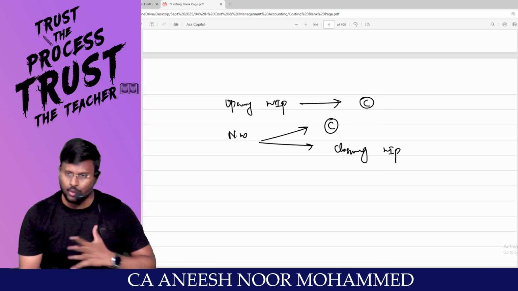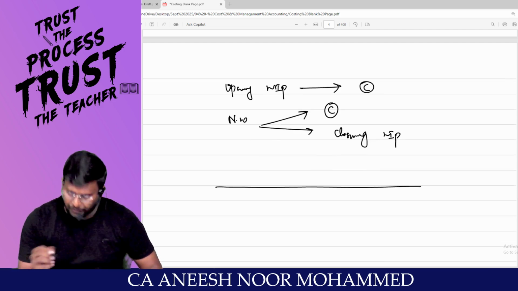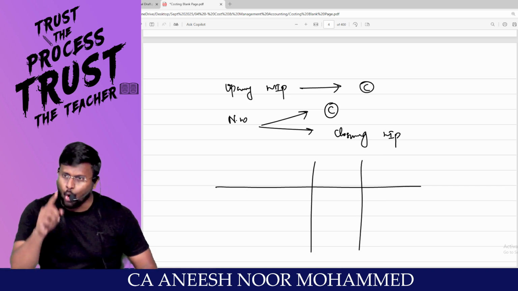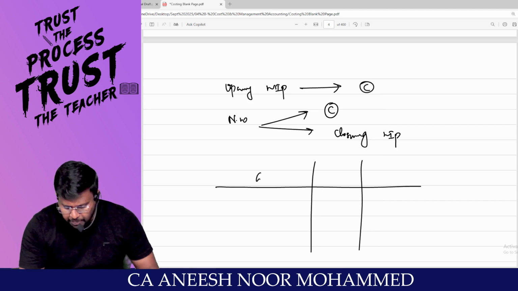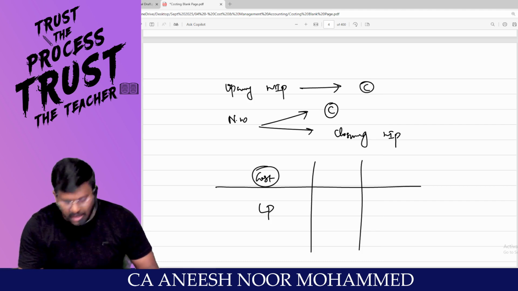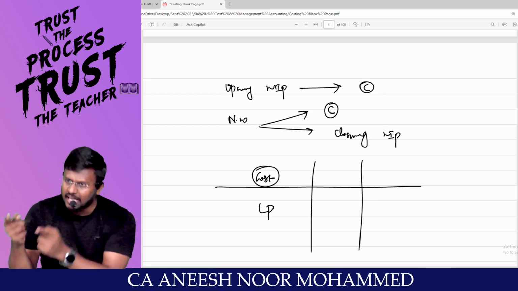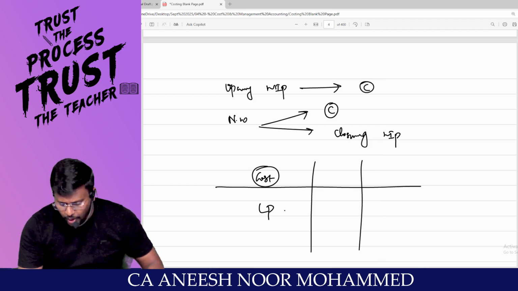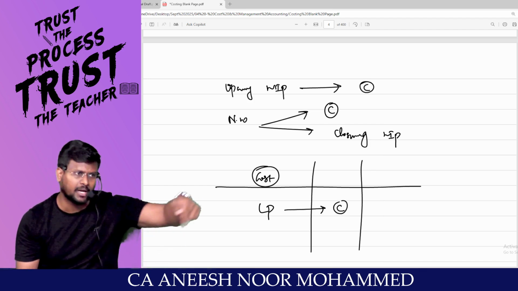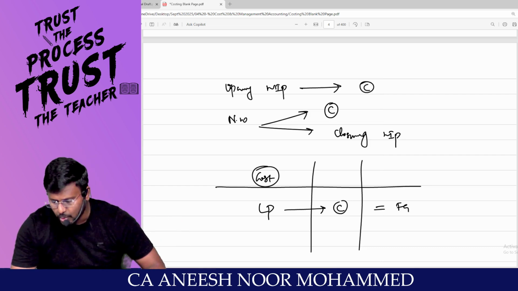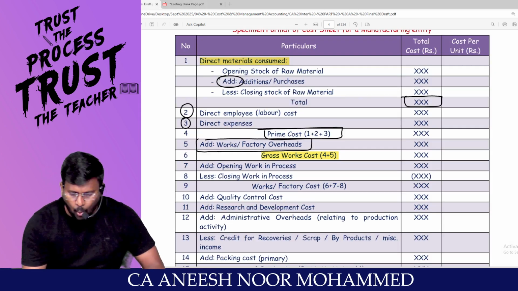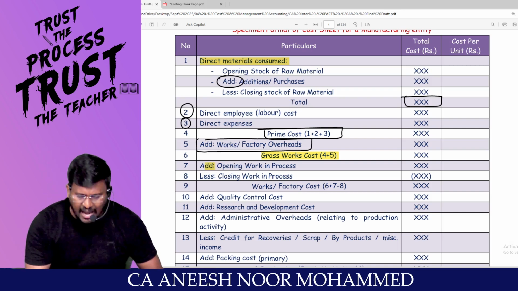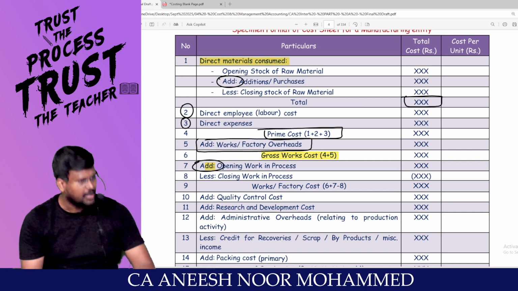So in the start in the factory, first you will finish the opening WIP. Opening WIP means some part of the cost was incurred in the last period, but it was not completed in the last period. The balance of the opening WIP will be completed in the current period, so this will become finished goods. That's why to the gross factory cost, add opening stock of WIP.